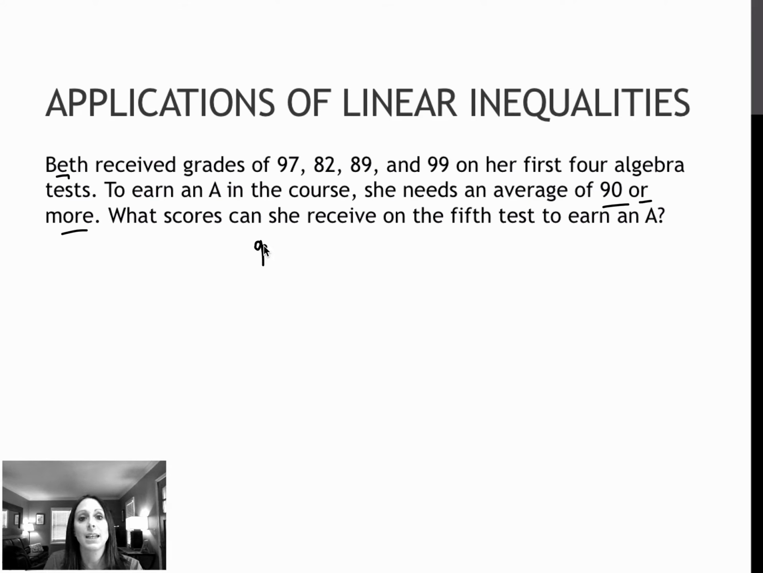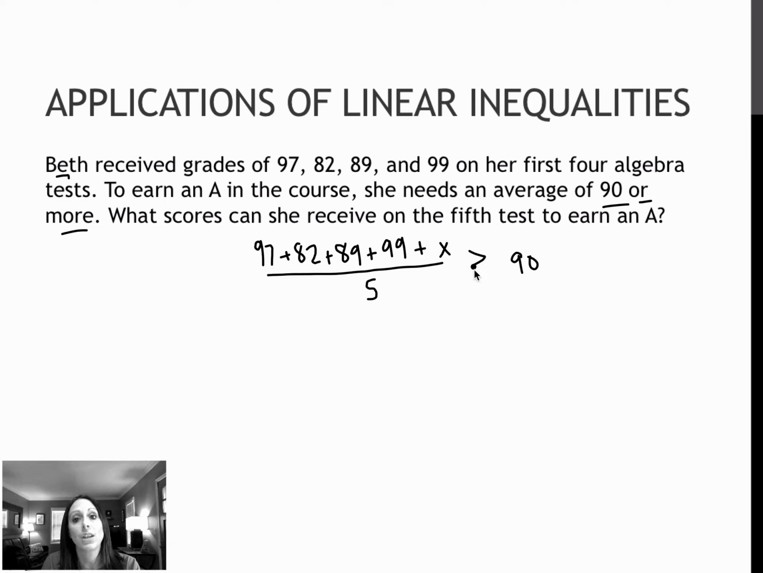So that means I'm going to take 97 plus 82 plus 89 plus 99 plus my score I don't know, and divide it by 5, and that needs to be 90 or more. So that has to be greater than or equal to 90. So 90 or more tells us greater than or equal to. To solve, we're going to combine all of this on the top, and that combines to 367 plus x, don't forget your plus x, divided by 5 is greater than or equal to 90.